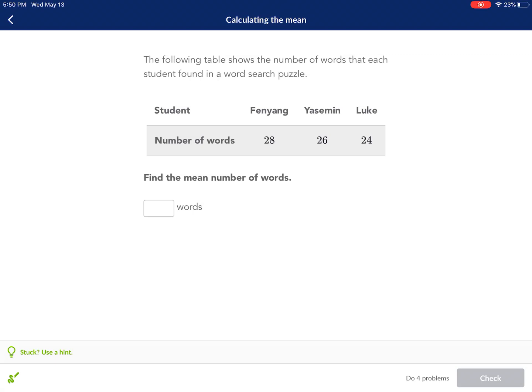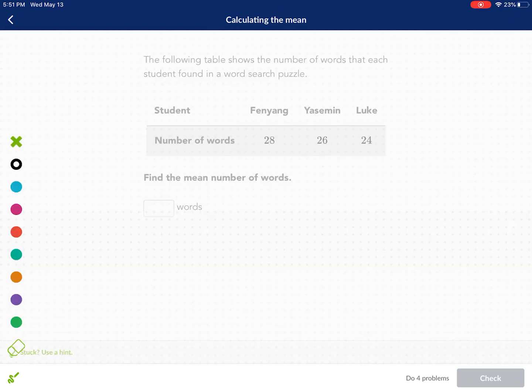All right, so it says the following table shows the number of words that each student found in a word search puzzle. So Fen, Yaz, and Luke did these. They had 28, 26, and 24. If you use the hint, that's what got me in a glitch with this a little bit ago. So try not to use the hint in the app if you don't need to, because it caused some issues for me. But anyway, if you click on the little scribble in the lower left-hand corner, that lets you do any writing that you need to.